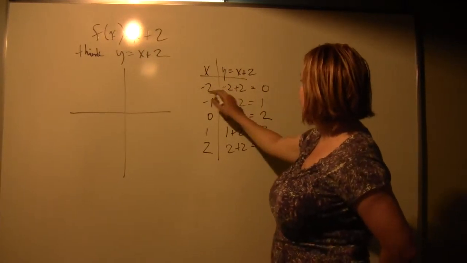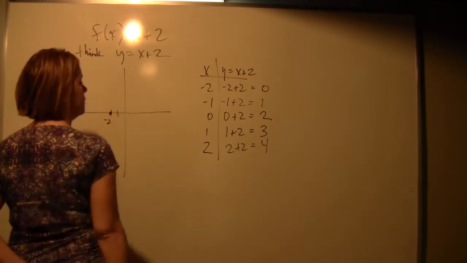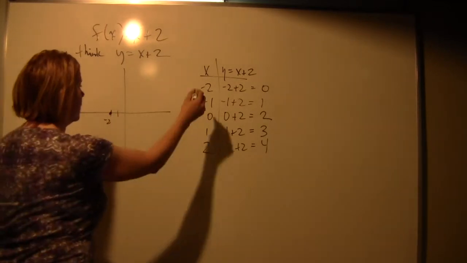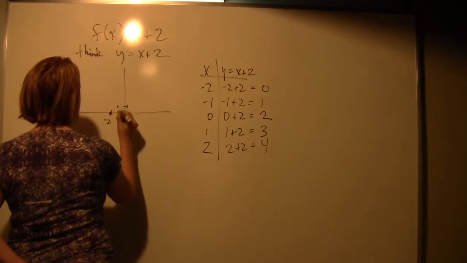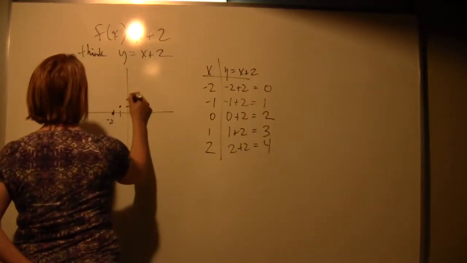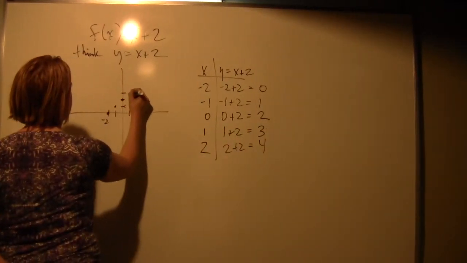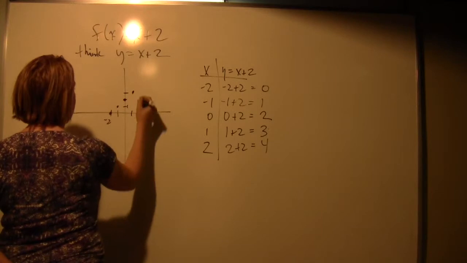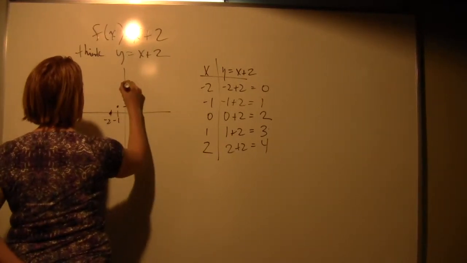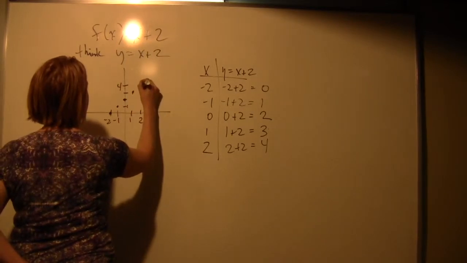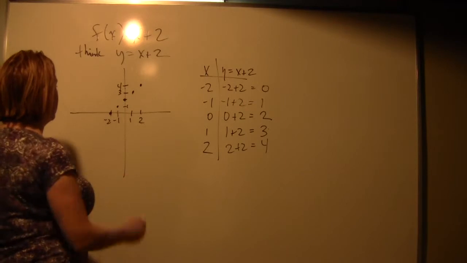So we plot. So -2, 0 is right there. Okay, -1, 1 is right there. 0, 2 is right there. 1, 3 is right there. Notice how they're all going up by 1. 2, 4 is right there. Okay, so that's our line.